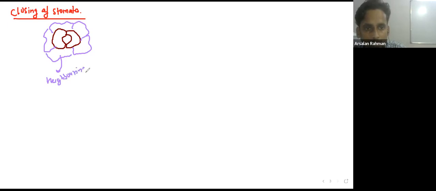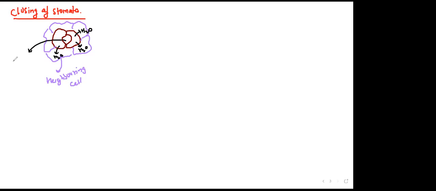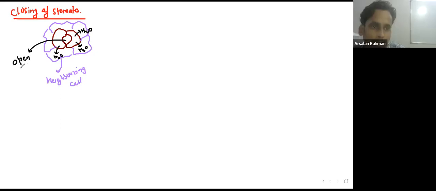Okay, what will happen if the plant wants to close the stomata? What will it do? It will release water from the guard cell, and the water will move into which cell? The neighboring cell. This is an open stomata.